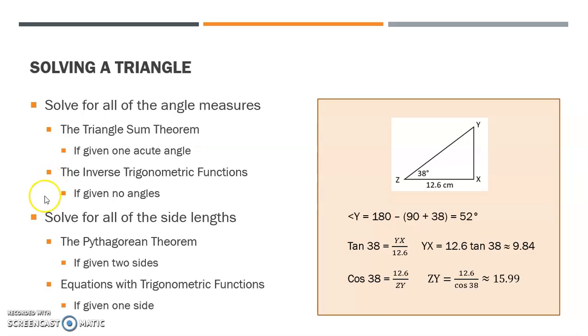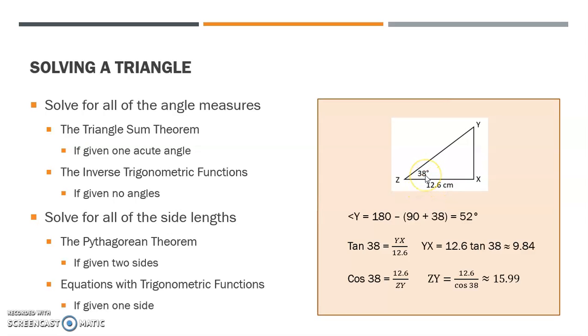If they want you to solve for the side lengths, one way you can do it is using the Pythagorean theorem if they give you 2 sides. So if they've given you maybe ZX and XY, you can use the Pythagorean theorem to find the hypotenuse. If they give you the hypotenuse and one of the other sides, you can still use the Pythagorean theorem. If they only give you one side, like they did in my picture over there, you're going to make equations with your trig functions.